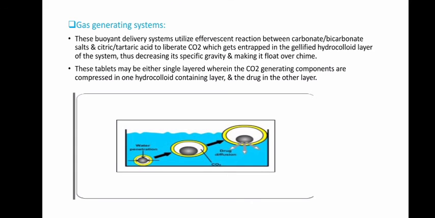Gas generating systems. These buoyant delivery systems utilize effervescent reaction between carbonate, bicarbonate salts and citric tartaric acid to liberate CO2, which gets entrapped in the jellified hydrocolloid layer of the system, thus decreasing its specific gravity and making it float over chyme. These tablets may be either single layered, or bilayered wherein the CO2 generating components are compressed in one hydrocolloid containing layer and the drug in the other layer formulated for a SR effect.